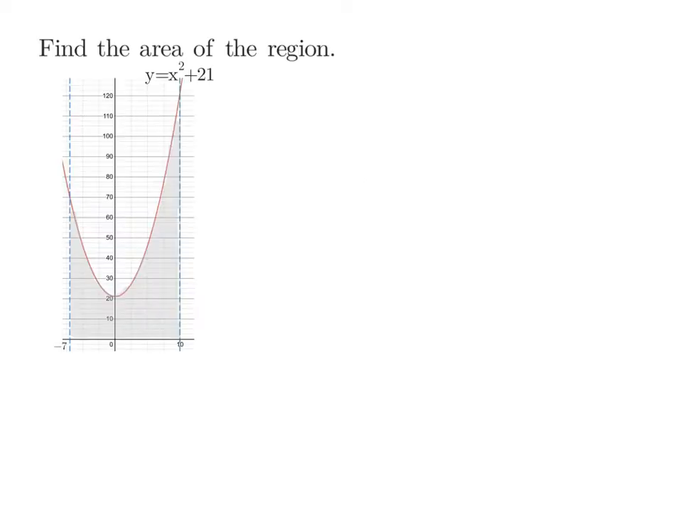Our big idea is to find the area between two curves. Now I want to do that by looking at the area in a vertical fashion. Just to refresh our memory, if we wanted to find the area of the region under the curve y equals x squared plus 21 that's bound by the x-axis on the interval from -7 to +10.